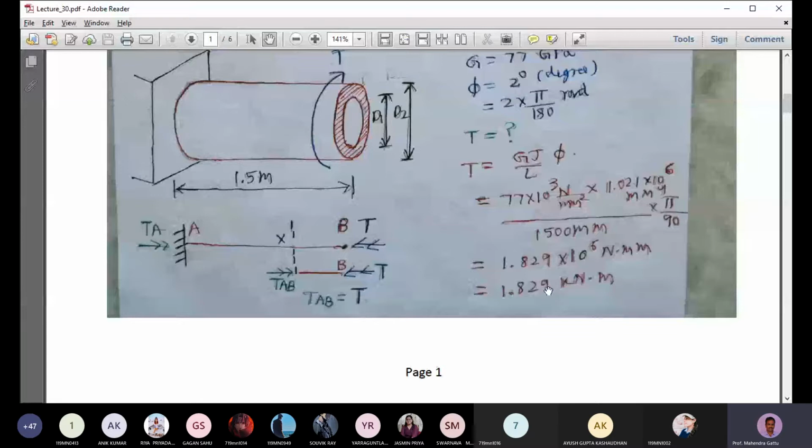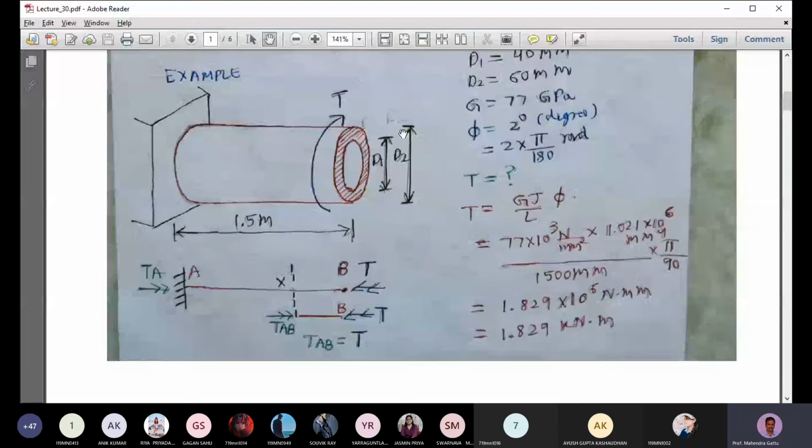So we are getting around 1.829 kilonewton meter. That is the torque we need to apply so that the angular twist is 2 degrees. Okay. So what we will do here is I will introduce one way of looking at this problem. So we are having this torque T.